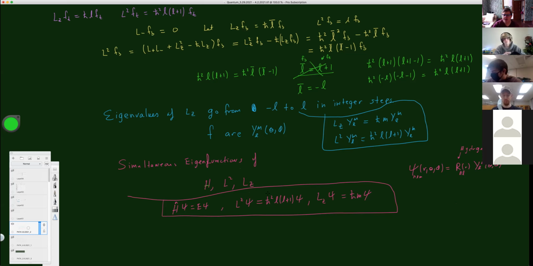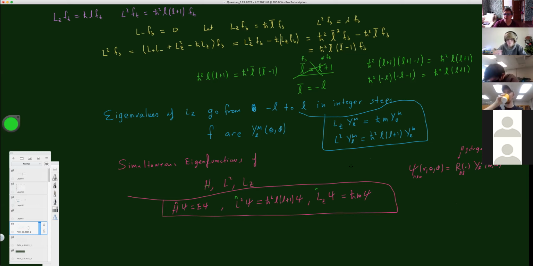These are the eigenvalue, vector or function equations for each one of those operators, right? So we have H hat on psi, we get the energy back. L hat squared on psi, we get this eigenvalue, h bar squared L plus 1, where L is our quantum number associated with, well, at least in the hydrogen atom, the angular momentum. And then Lz on psi, you get h bar times m, and m is the azimuthal quantum number.